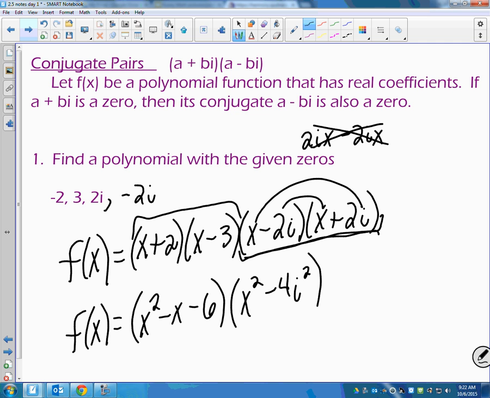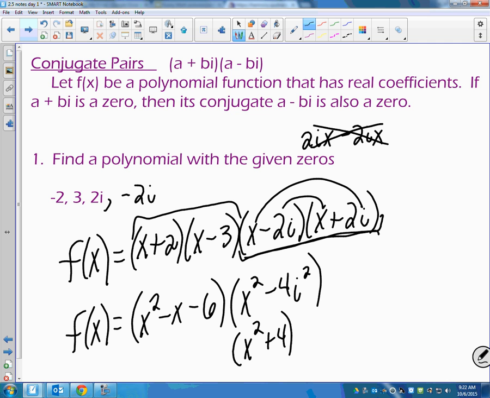But what do we know that i squared equals? I squared equals negative 1. So negative 1 times negative 4, you get x squared plus 4.